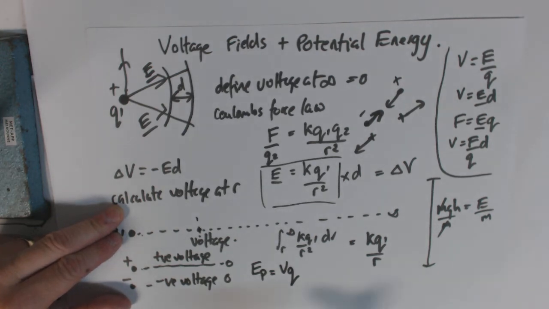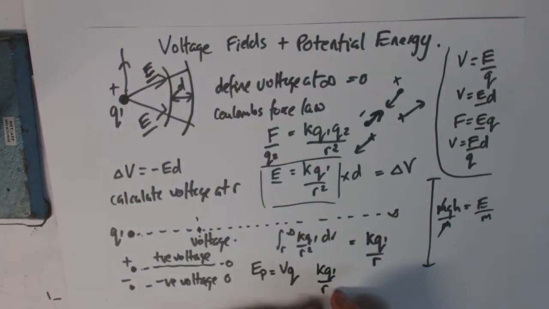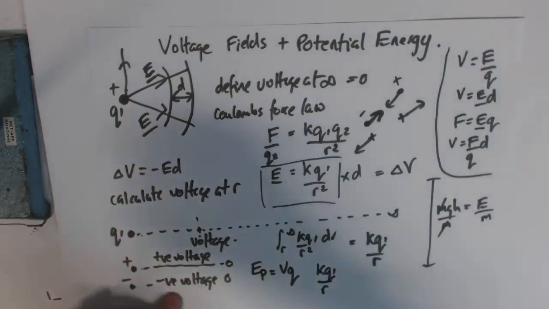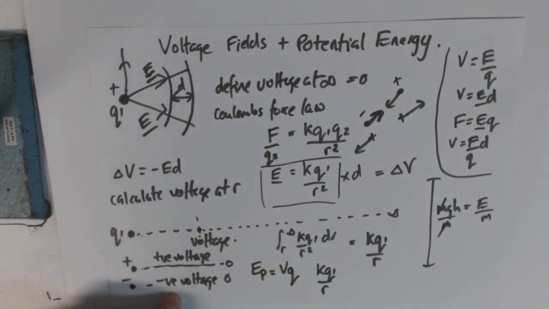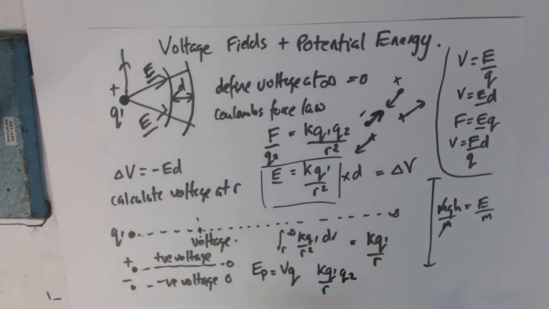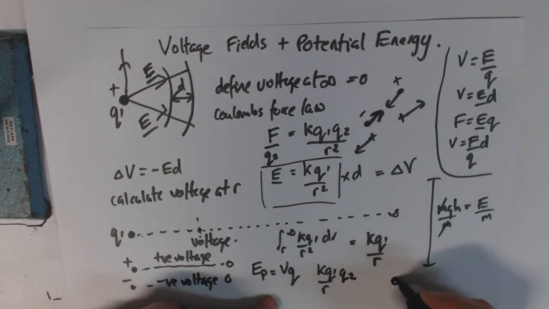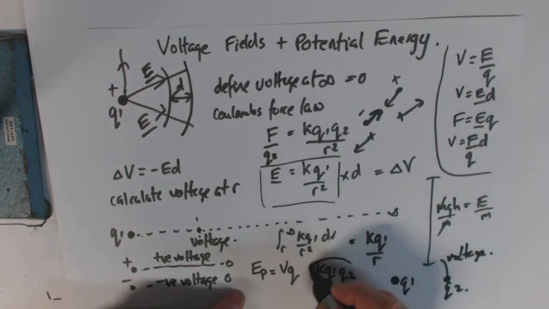We just said the voltage here was equal to K Q1 over R. Now that K Q1 over R is the voltage produced by that charge, which we said if it's a positive charge, must be a positive voltage. And to get the energy, we just multiply it by Q2, which is the charge you put there. So Q1 is the charge that produces it. Q1 produces this voltage here, then you put Q2 there, and it's got a potential energy that is equal to that.